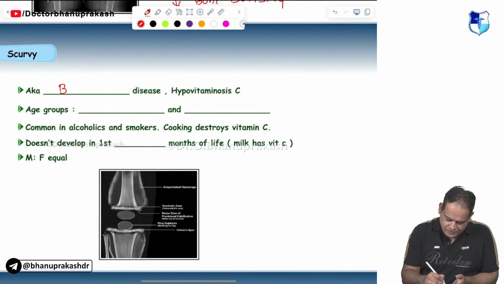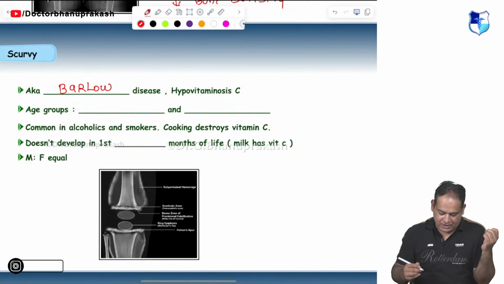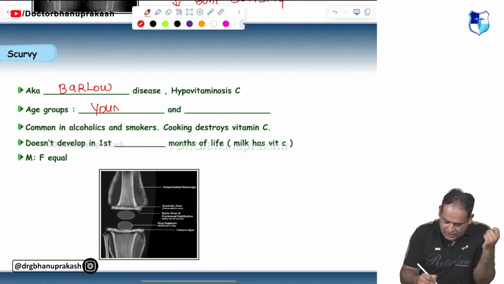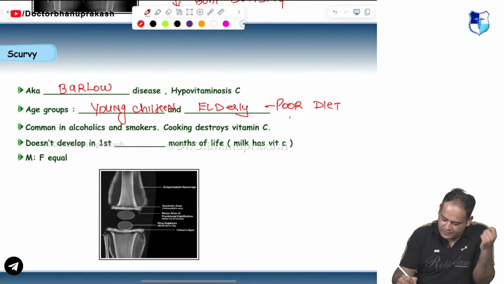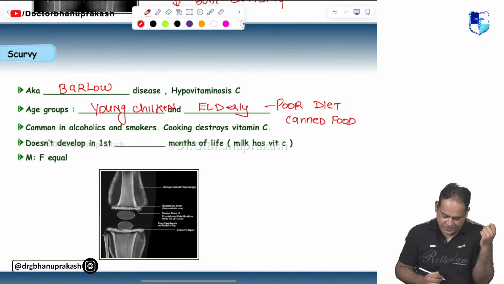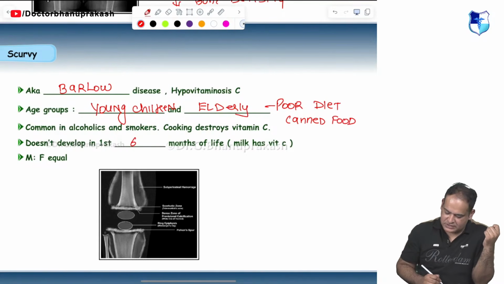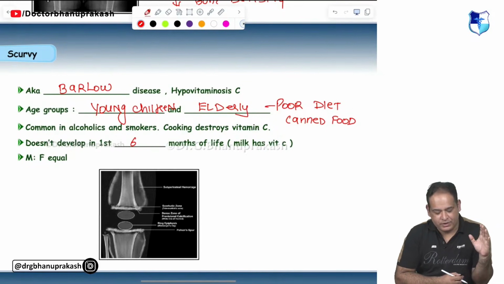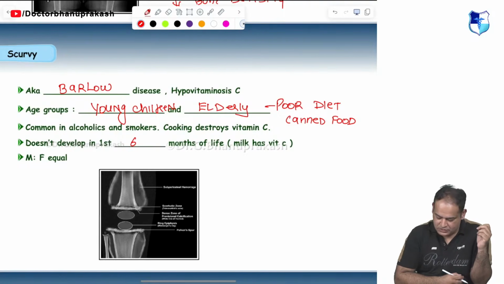Now, scurvy. It is also known as Barlow disease. It occurs due to deficiency of vitamin C. It is seen in young children and elderly. Why? Because of poor diet, because of canned food, right? It doesn't develop during the first 6 months because the mother's milk has vitamin C. So mother is going to give sufficient vitamin C.